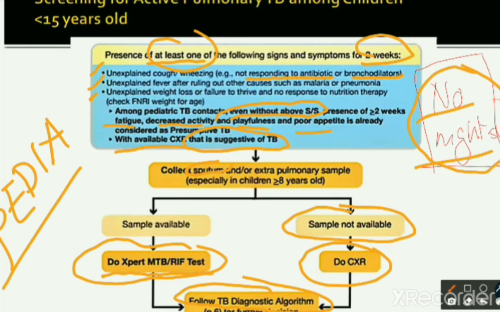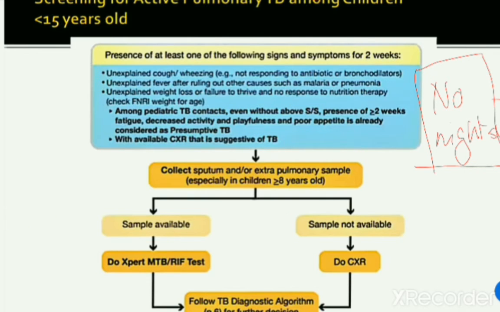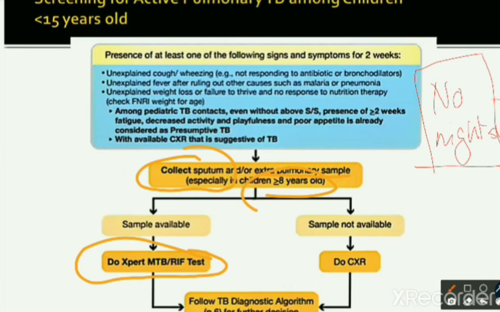And if we have at least one of those signs and symptoms of tuberculosis, then we need to collect samples of the sputum, or extrapulmonary samples, especially for children more than or equal to 8 years old. If a sample is available, then do the Xpert MTB/RIF test.